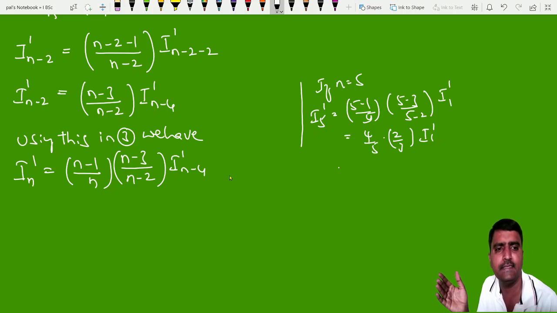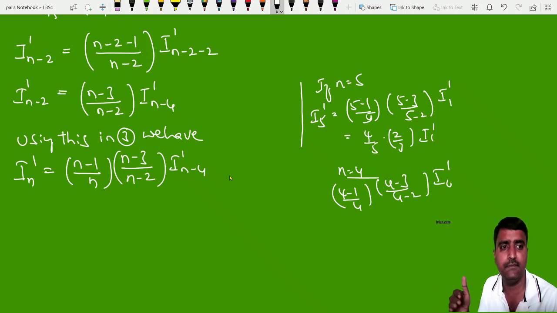Similarly, if n is equal to 4, what happens? If n is 4, at that time it is 4 minus 1 by 4 into 4 minus 3 by 4 minus 2 into I of 4 minus 4, which is 0, so I0 dash is obtained. Similarly, if you find one more step, we have n minus 6, n minus 8, n minus 12, n minus 20, n minus 100.